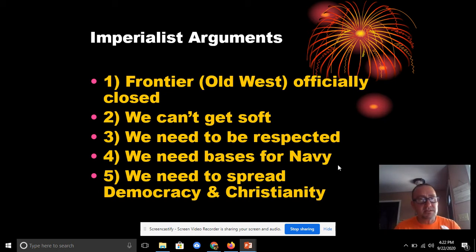And then the last one, this one might seem kind of weird and messed up and backwards by today's standards, but it was a strong argument back at the time that America is predominantly a Christian country and we're a democracy.